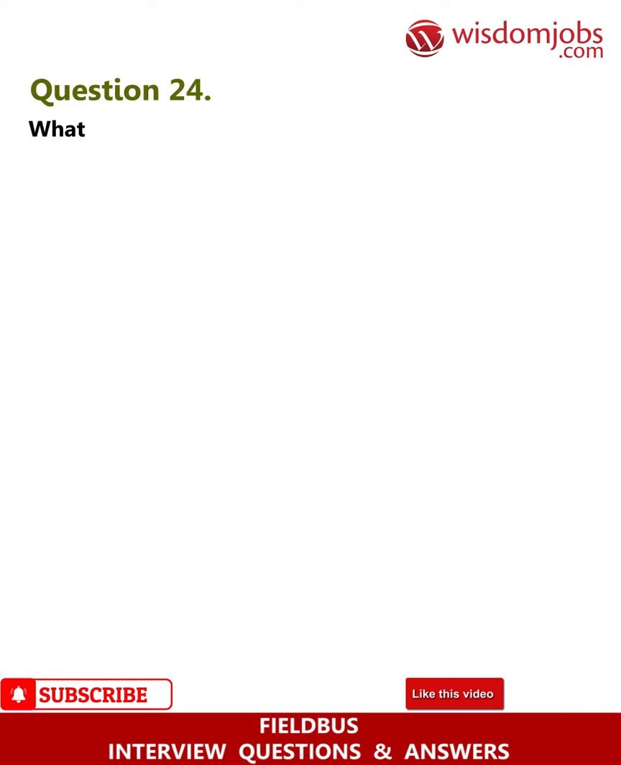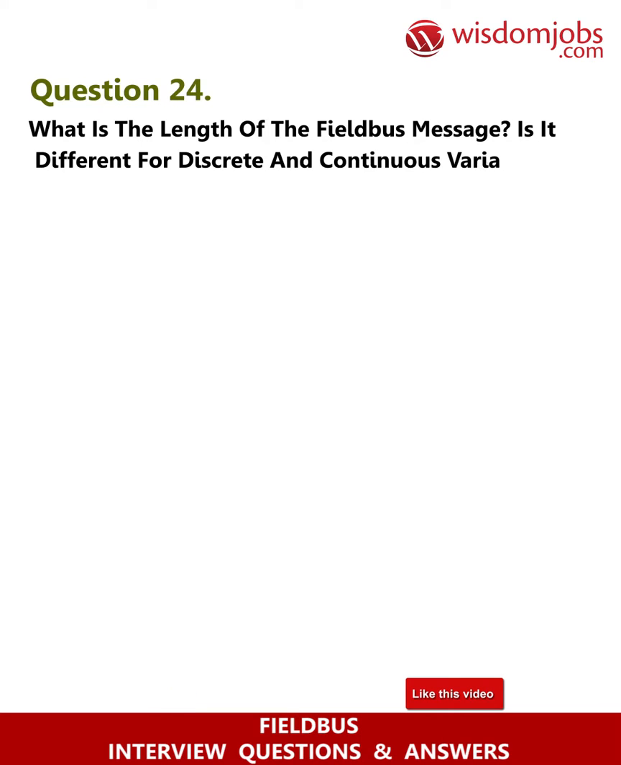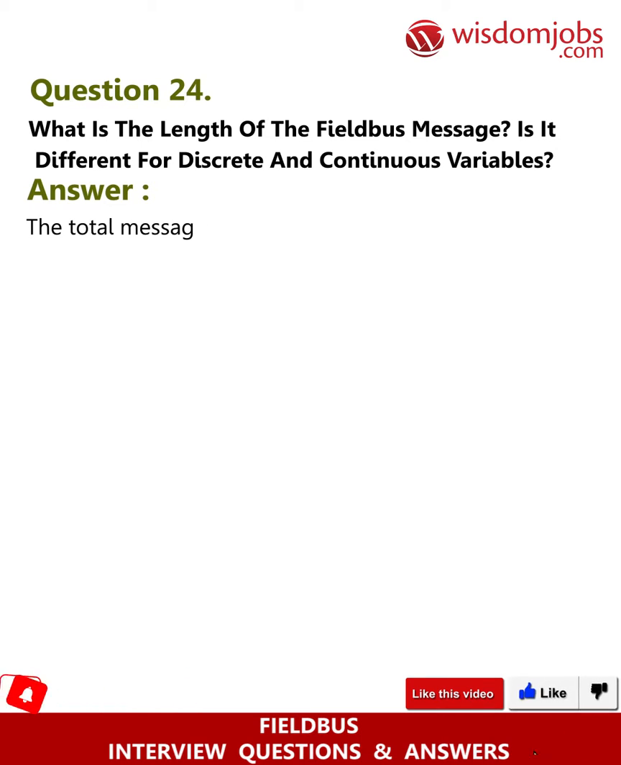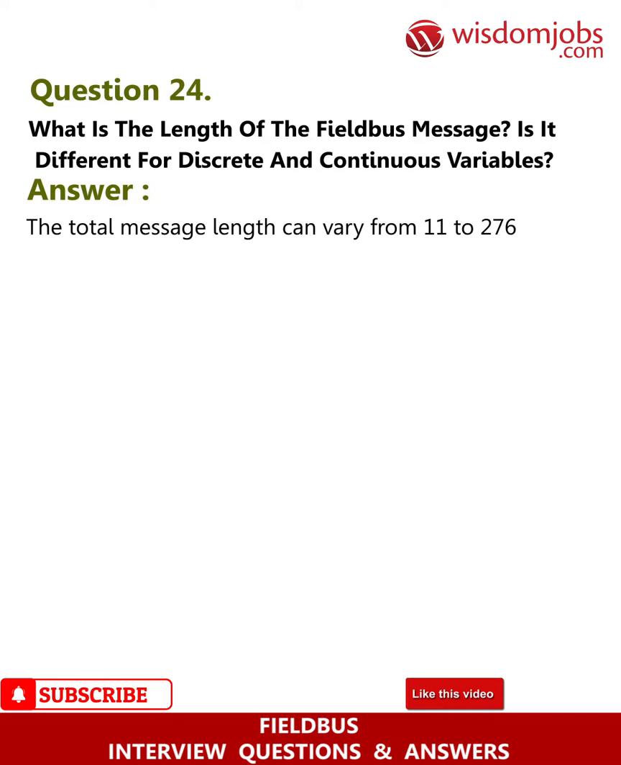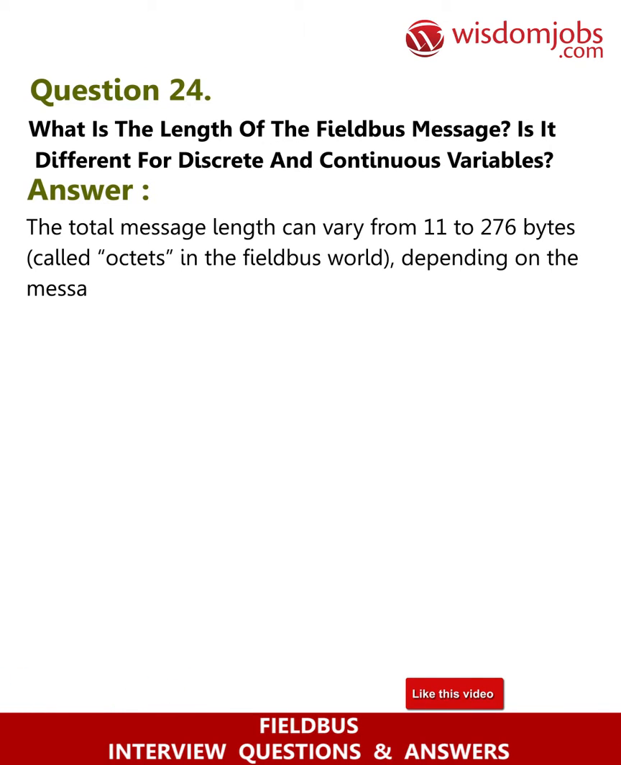Question 24. What is the length of the Fieldbus message? Is it different for discrete and continuous variables? Answer. The total message length can vary from 11 to 276 bytes, called octets in the Fieldbus world, depending on the message type and data content.